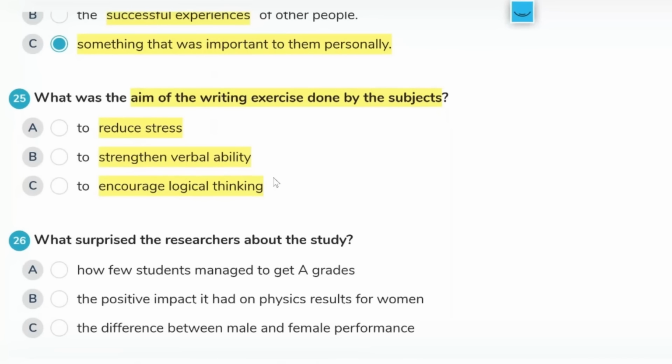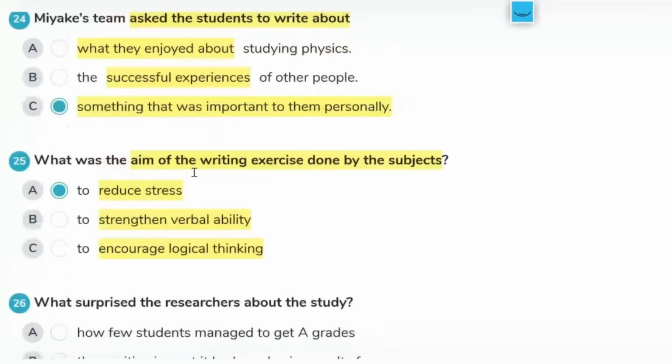So the idea of doing the writing is that this gets the students thinking in a positive way. And putting these thoughts into words can relax them and help them overcome the psychological factors that lead to poor performance. Yeah. All right, so A will be the right answer.